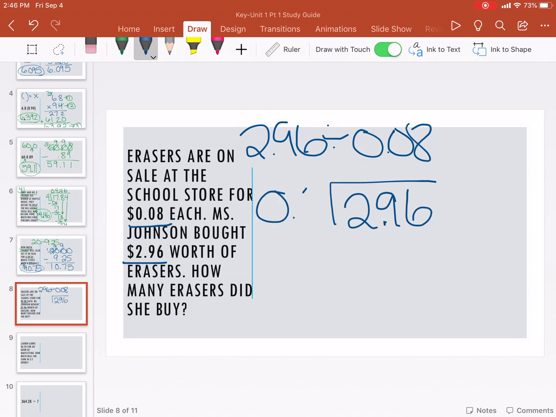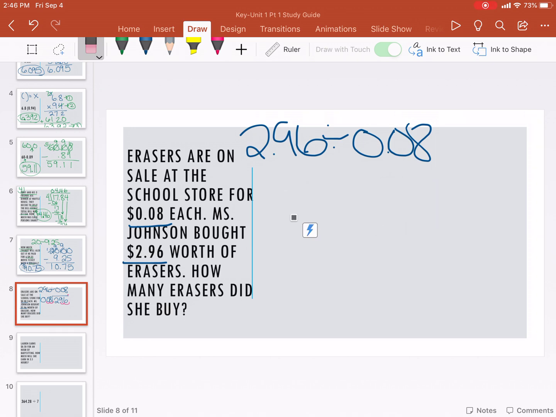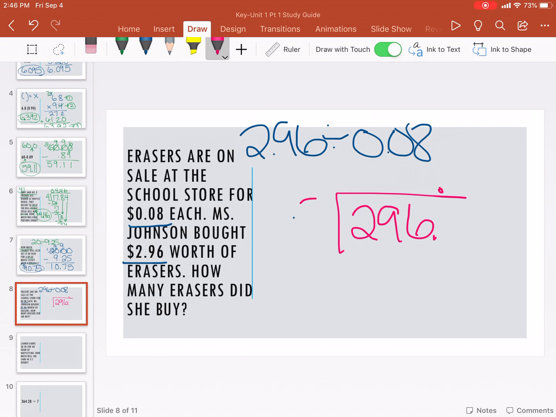Divided by 0.08. So we're going to slide baby slide twice, slide baby slide twice, and then raise the roof. So I'm going to erase it and rewrite it. So it was 2.96, I'll put it a little bit lower. 296 with the decimal at the end, raise the roof, divided by 8.